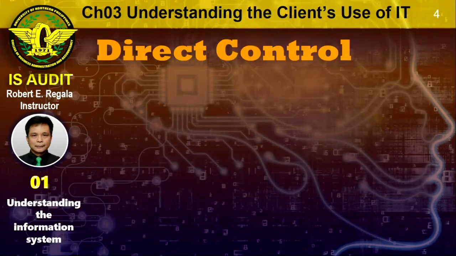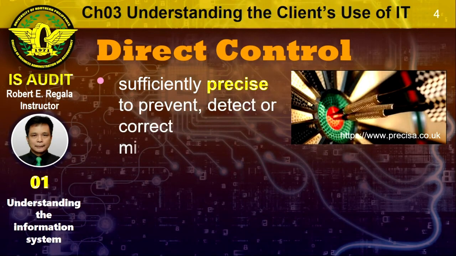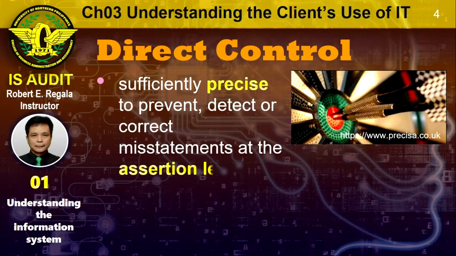Information systems are direct controls. The controls in the information system, including the communication and control activities components, are primarily direct controls, which means that such controls are sufficiently precise to prevent, detect, or correct misstatements at the assertion level.